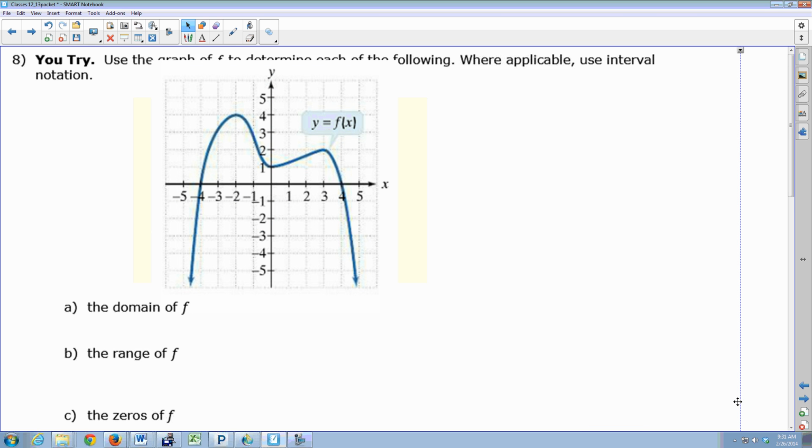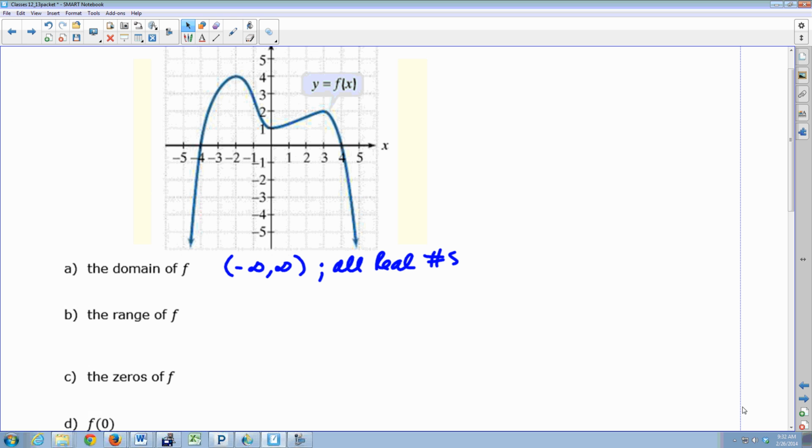Okay, so this function, because of these two arrows right here, the minute you see two arrows on either end of a function, you have a very easy answer for the domain. What is that answer? Anybody? Negative infinity to infinity. You could say all real numbers. Yep, whatever you want. Either of those two are totally acceptable. All right. So the domain here is all real numbers. This function has no limits on it.